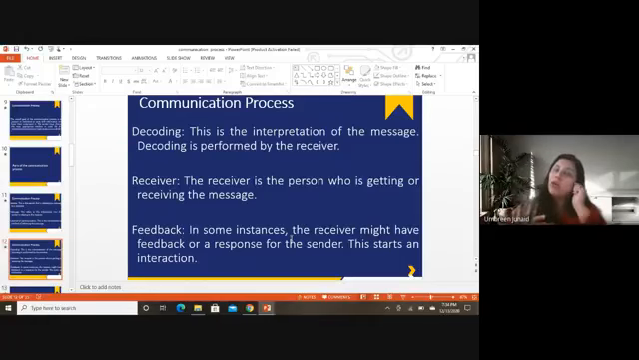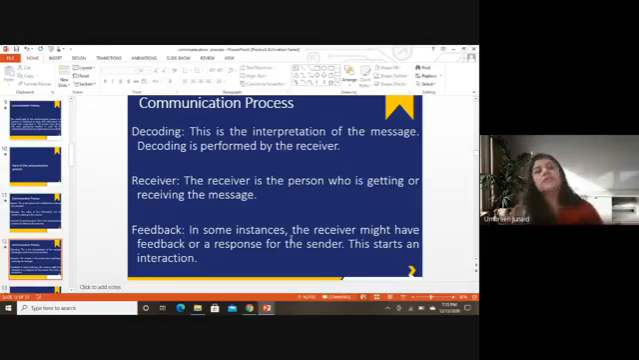You're having a call, whatever is being told to you, you're actually listening to that. If you're listening to that, that means you are decoding that message. So this is decoding. And who is decoding? The receiver. So the next is the receiver. The receiver is the person who is getting or receiving the message.